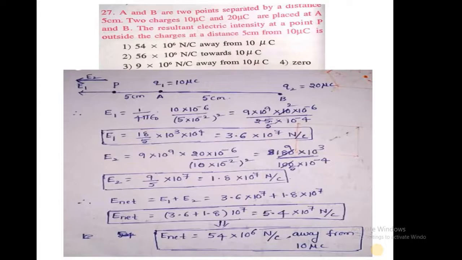But the net electric field at P is given by E1 plus E2. Why? The electric field due to Q1 is in the direction of the electric field due to Q2. Both are in the same direction. That's why we have to add the two field intensities. That's why E net equals E1 plus E2. The answer will be 5.4 into 10 to the power of 7 Newton per Coulomb. What is the direction of the net electric field? It is away from these two given charges. So option 1 is the correct one.